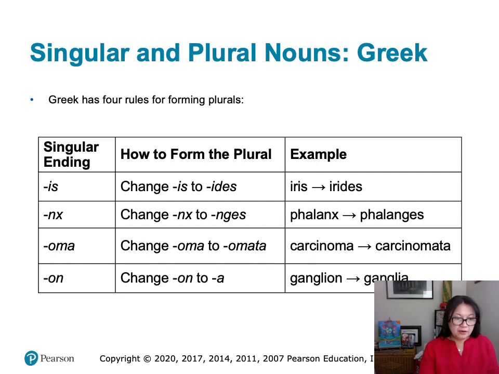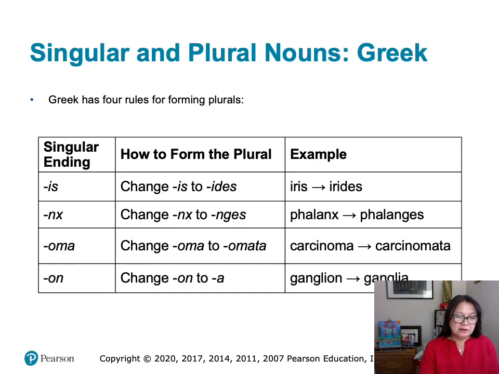So, when a Greek singular noun ends in IS, form the plural by changing the IS to IDES. Consider the word iris, whose plural is irides. When a Greek singular noun ends in NX, form the plural by changing the NX to NGS. So the plural of the word phalanx would be phalanges.